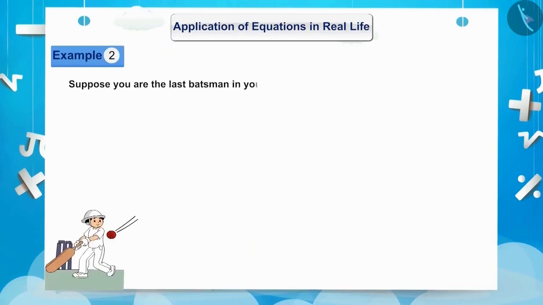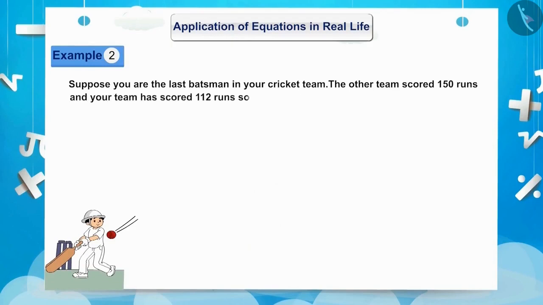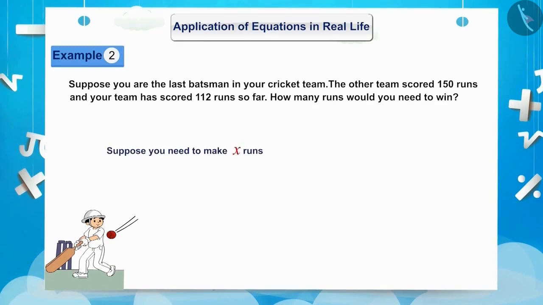Suppose you are the last batsman in your cricket team. The other team scored 150 runs and your team has scored 112 runs so far. How many runs would you need to win? Can you represent this situation using the algebraic form? Let's do it together. Suppose you need to make x runs. Here, x is a variable and its value is unknown.